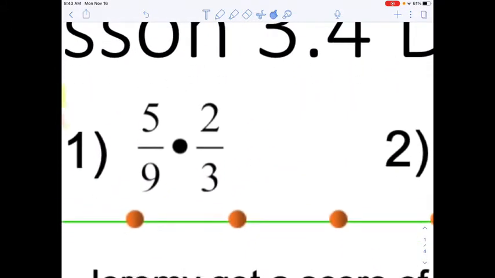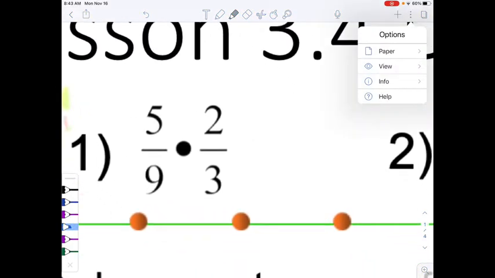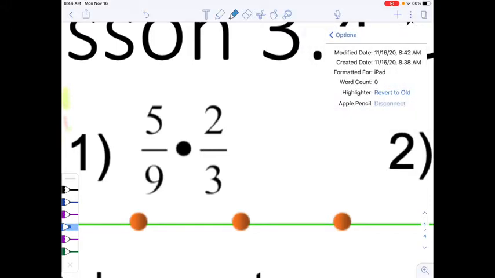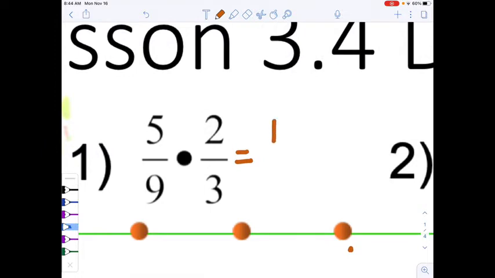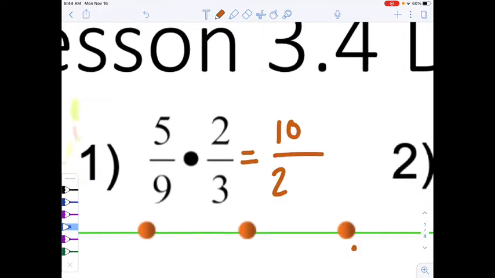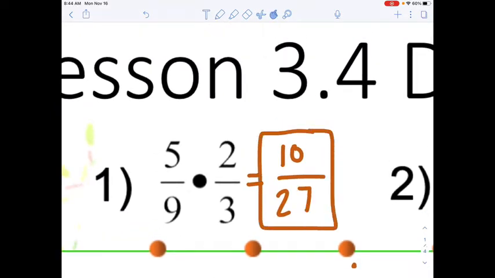So remember, when we multiply fractions, we always want to see if we can cross simplify. I look at the 5 and the 3, the 9 and the 2. And in this case, we cannot cross simplify. So we just multiply the numerators, multiply the denominators. 5 times 2 is 10. 9 times 3 is 27. Can't simplify that any further, so there's my answer.